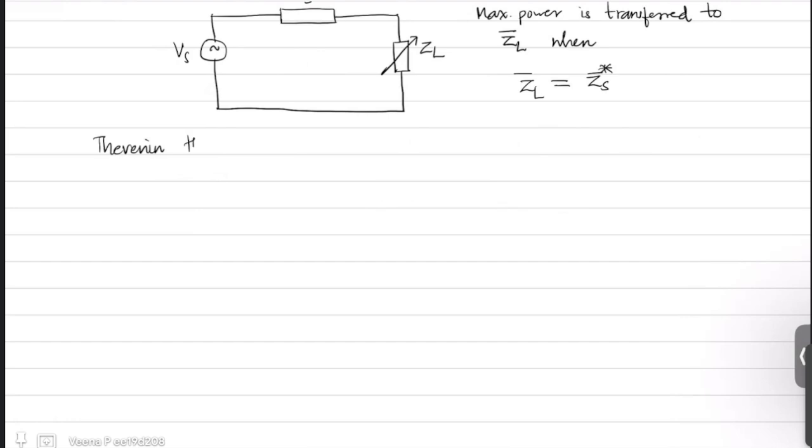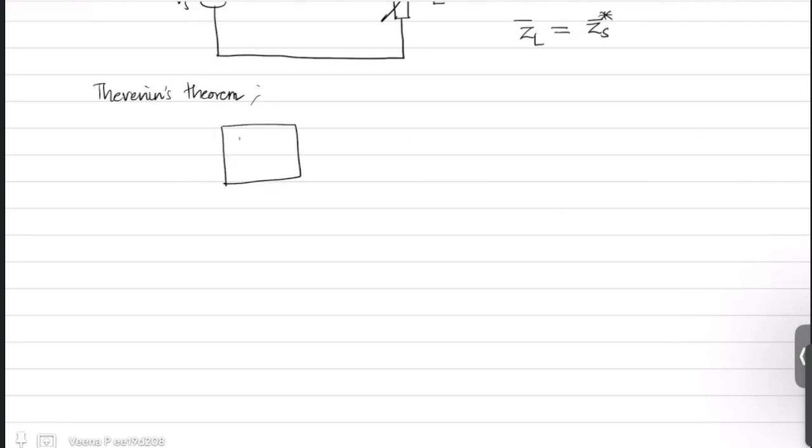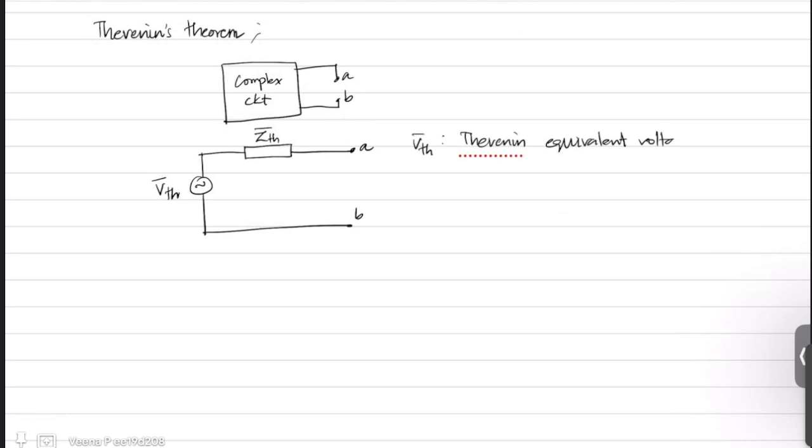Now according to Thevenin theorem, you can represent a complex circuit of resistors, inductors, capacitors, and so on, across any terminal AB with a simple voltage source, if you are dealing with an AC circuit, in series with an impedance across the terminal A and B, where this voltage source voltage is called the Thevenin's equivalent voltage and the equivalent impedance is called Thevenin's equivalent impedance.